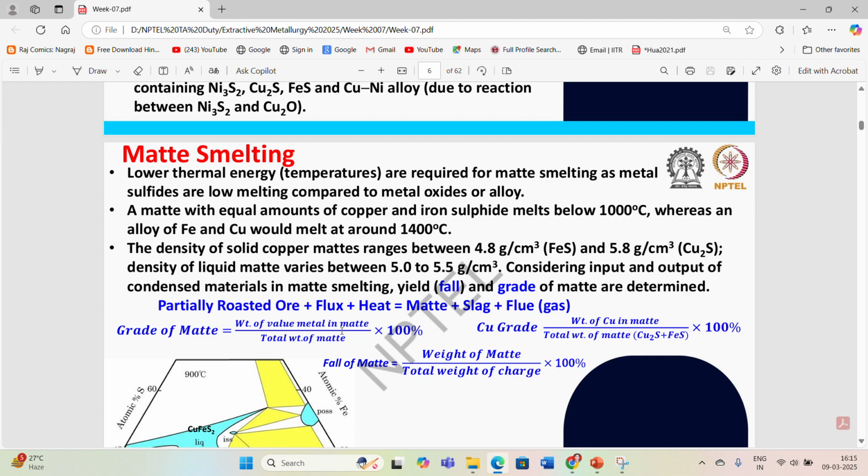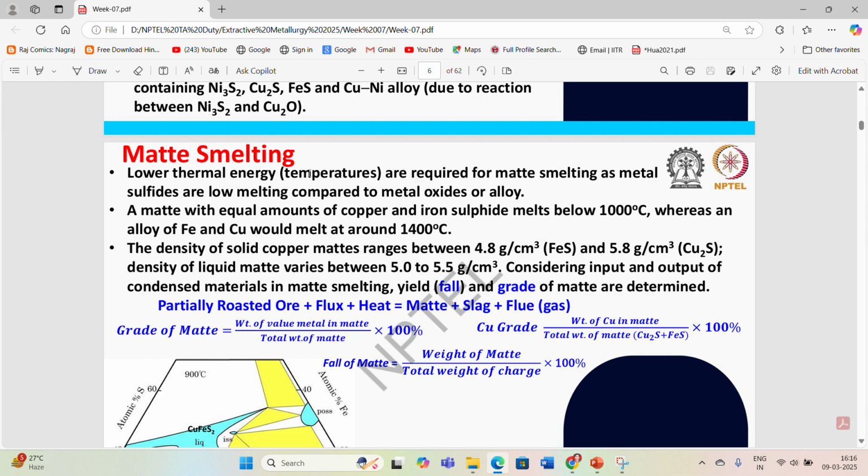Cu2O. Then lower thermal energy is required for metal smelting as metal sulfides have a low melting point compared to metal oxides or alloys. A matte with equal amounts of copper and iron sulfides melts below 1000 degrees Celsius, whereas an alloy of Fe and Cu would melt at around 1400 degrees Celsius. So due to the presence of sulfide, the melting point becomes lower, by up to 400 degrees Celsius. As we can see, sulfides can melt at a temperature of 1000 degrees Celsius, while the alloy of Fe and copper will melt at around 1400 degrees Celsius.